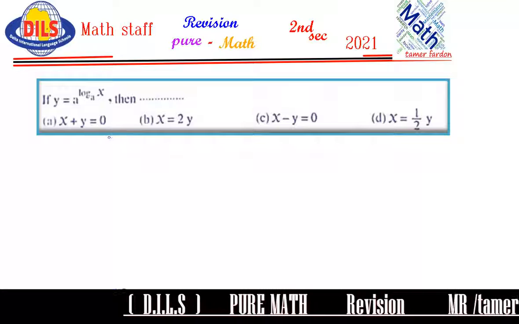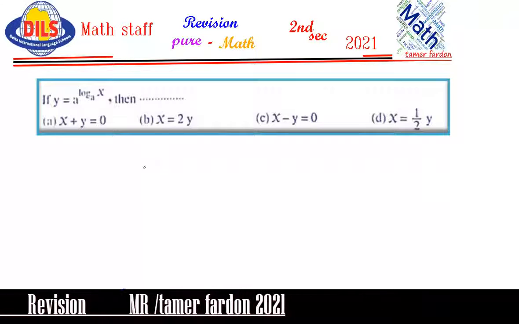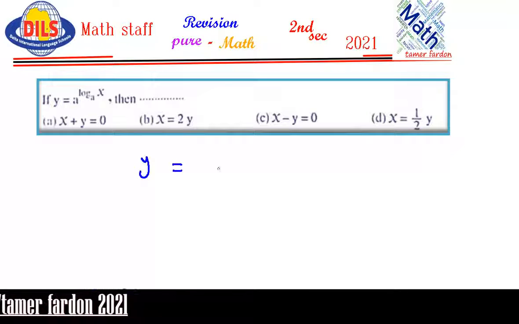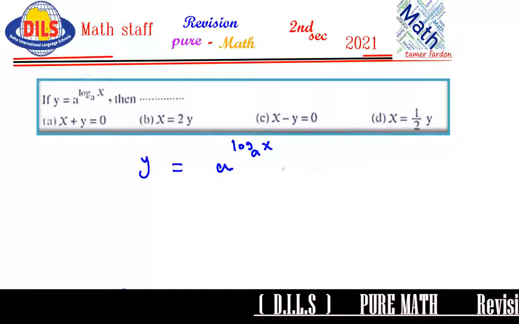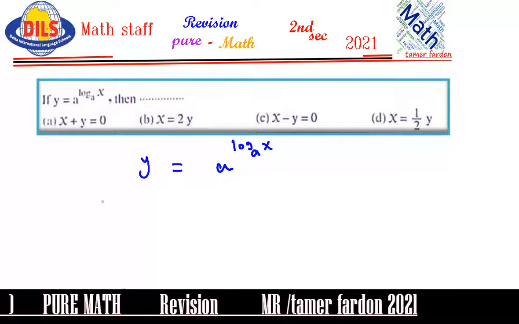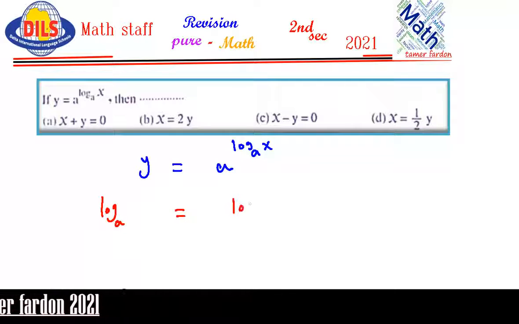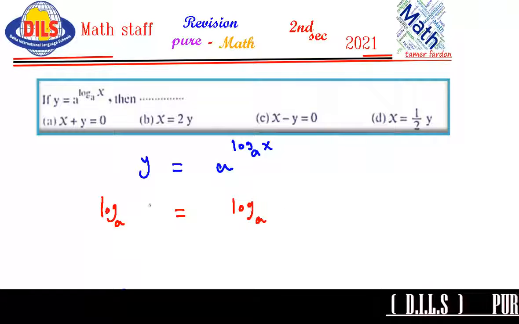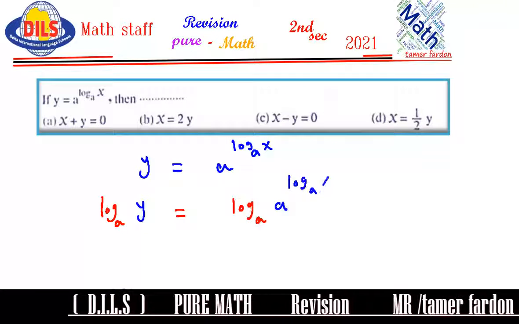If y equals a to the power log a of x, then by taking log a for both sides, we get log a of y equals log a of a power log a of x.